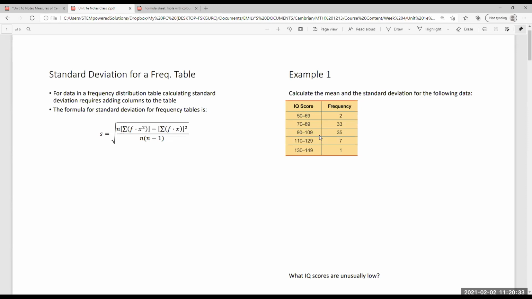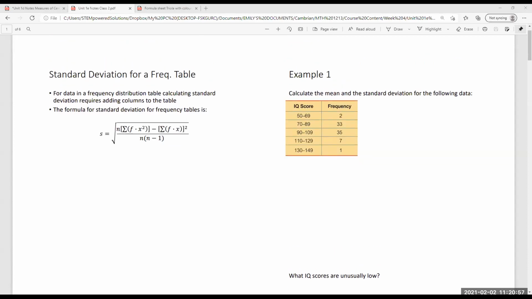And then we have, so it's basically this giant formula. So we need to break it down into steps in order for it to be more manageable. So what I do is I always bring out an Excel sheet, and it's just easier to work with the data. So calculate the mean and the standard deviation for the following data.